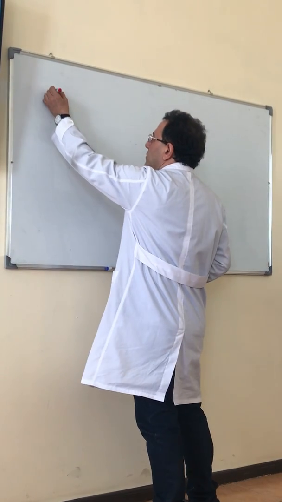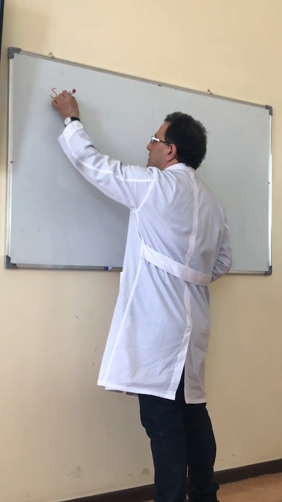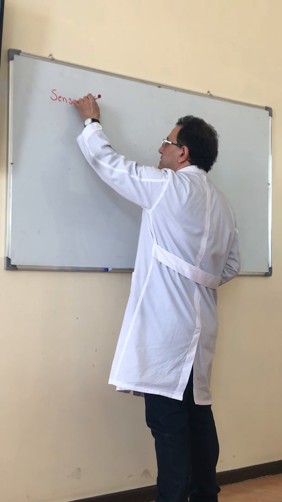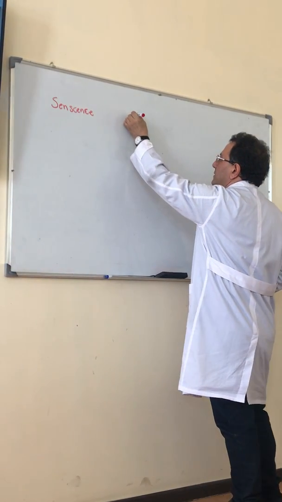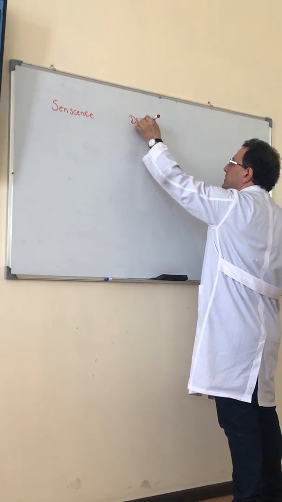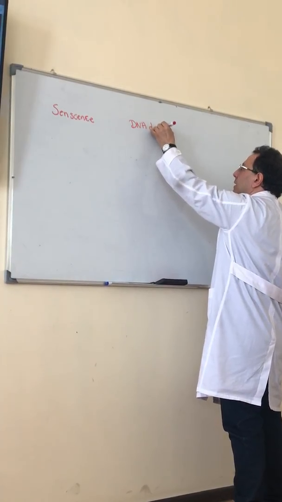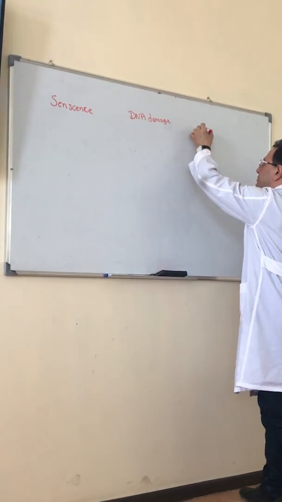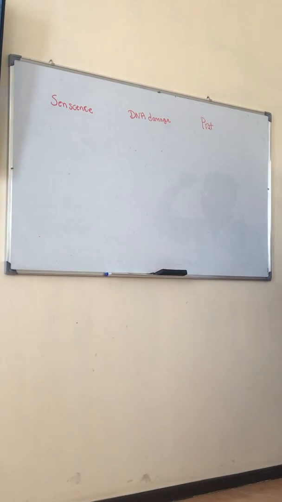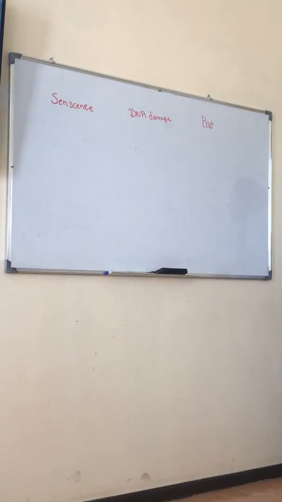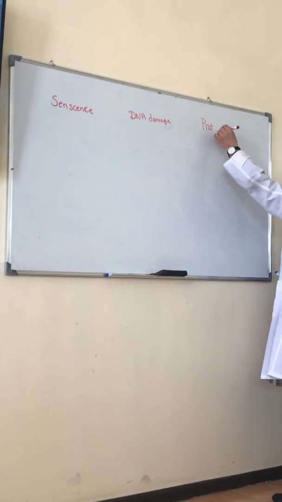So cellular aging has one of the causes, which is senescence, and the other is DNA damage, and the other is protein damage. We have talked about these things, DNA damage and protein damage, in cellular injury.